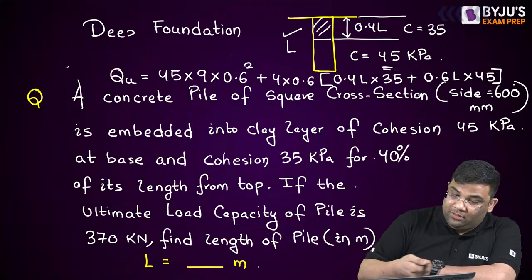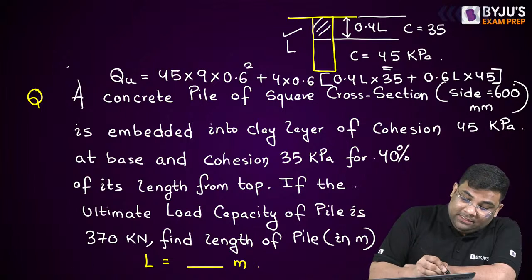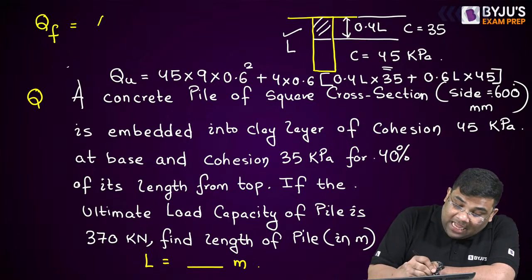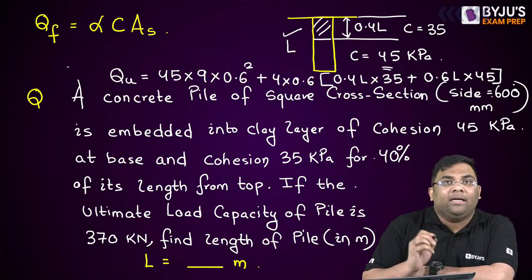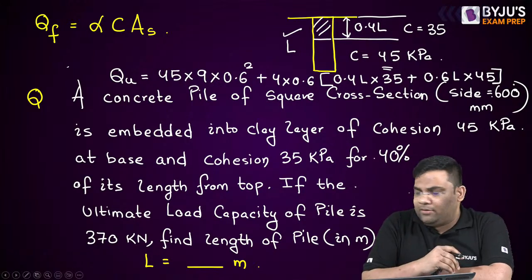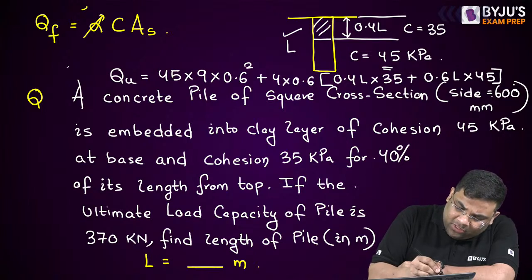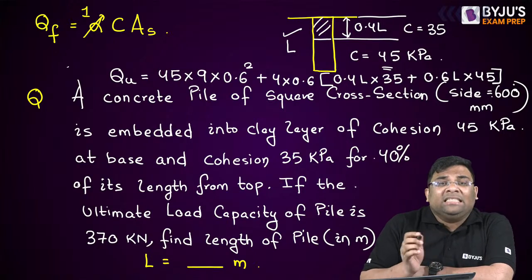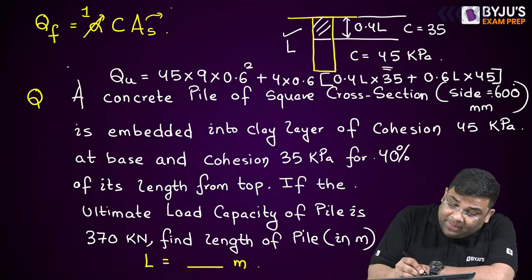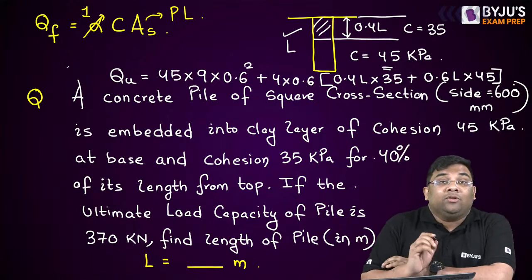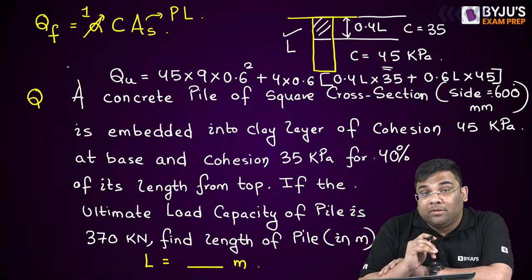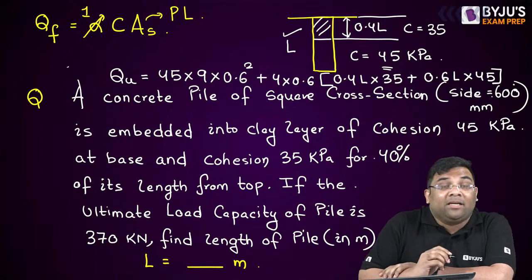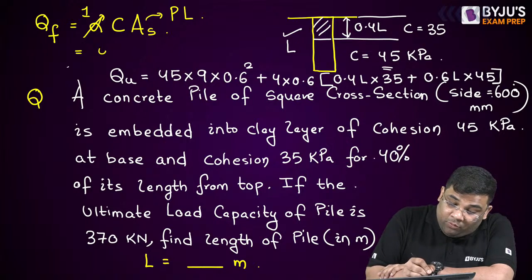Yes, we know that the skin friction resistance is alpha into C into surface area of the pile, right? So alpha I have taken as 1 because it is not mentioned in the question. The surface area is perimeter into length. So the perimeter is constant because the cross section is constant. Yes, it's a square from top to bottom. So I take the perimeter constant. It is 4 into 0.6.